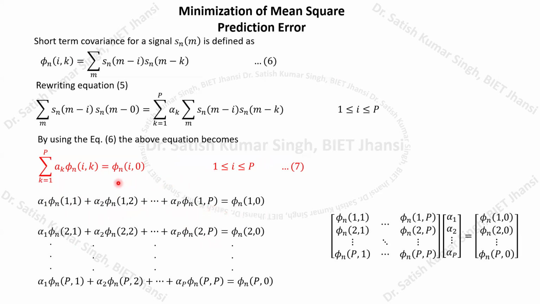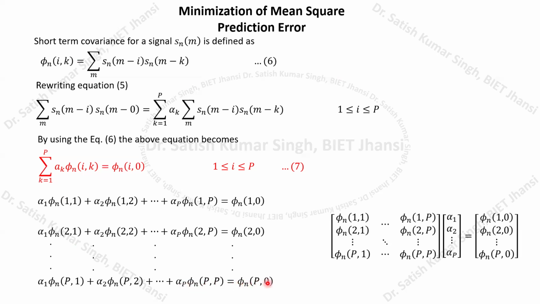So whenever you write these p linear equations, this is the first equation corresponding to i equals 1. Similarly, you will get this equation corresponding to i equals 2. In the same way you can write more equations, and the final equation corresponding to i equals p will be alpha 1 phi n p comma 1 plus alpha 2 phi n p comma 2, and so on up to alpha p phi n p comma p.